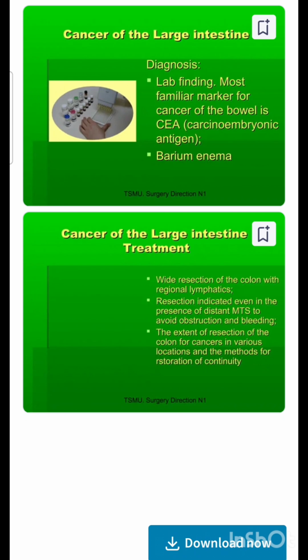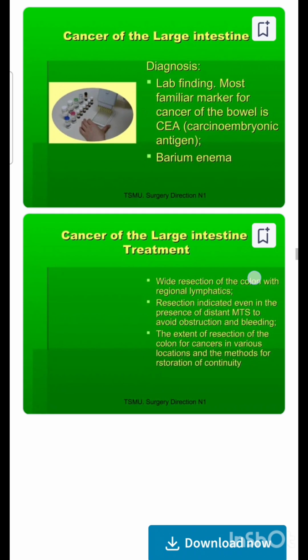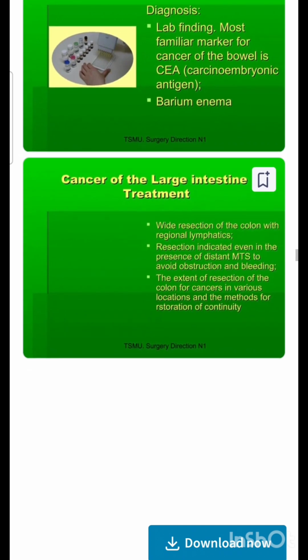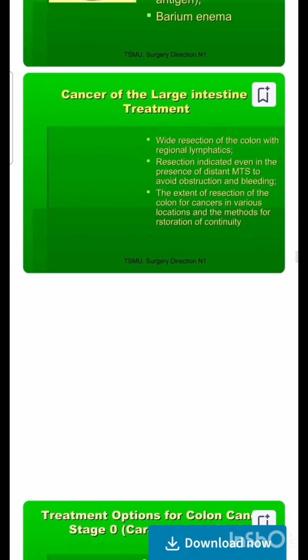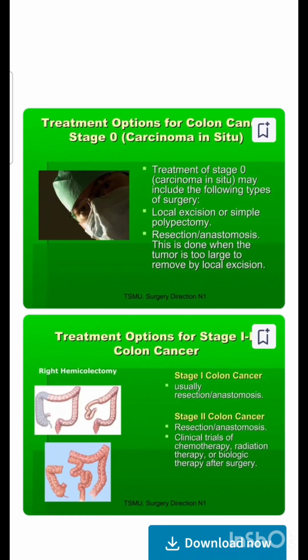Then cancer of the large intestine diagnosis. Laboratory finding: the most familiar marker for cancer of the bowel is CEA, carcinoembryonic antigen, and barium studies can be done. Then treatment of cancers of the large intestine: you have wide resection of the colon with regional lymphatics. Resection is indicated even with distant metastasis to avoid obstruction and bleeding. The extent of resection of the colon for cancers in various locations and the methods for restoration of continuity can be done.